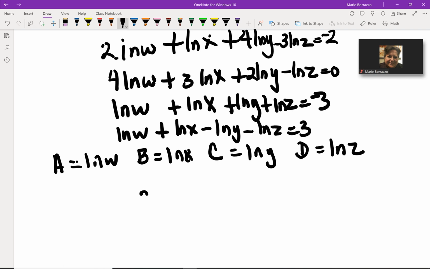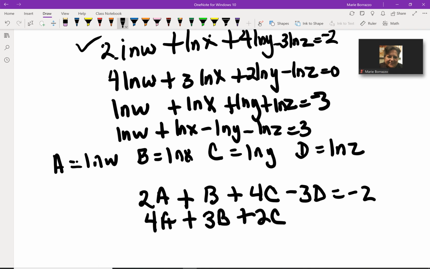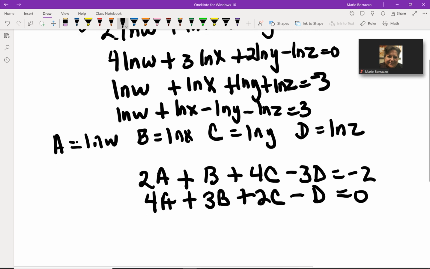So this becomes 2a plus b plus 4c minus 3d is equal to -2, and that's the first line. The second line, 4a plus 3b plus 2c minus d is equal to 0.